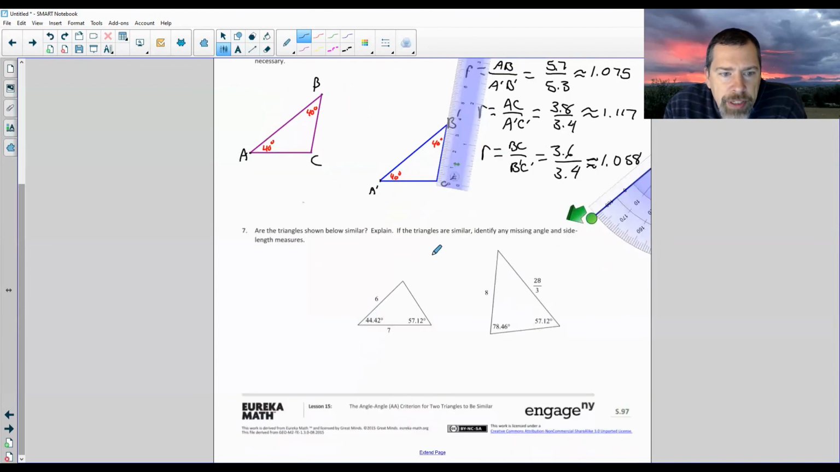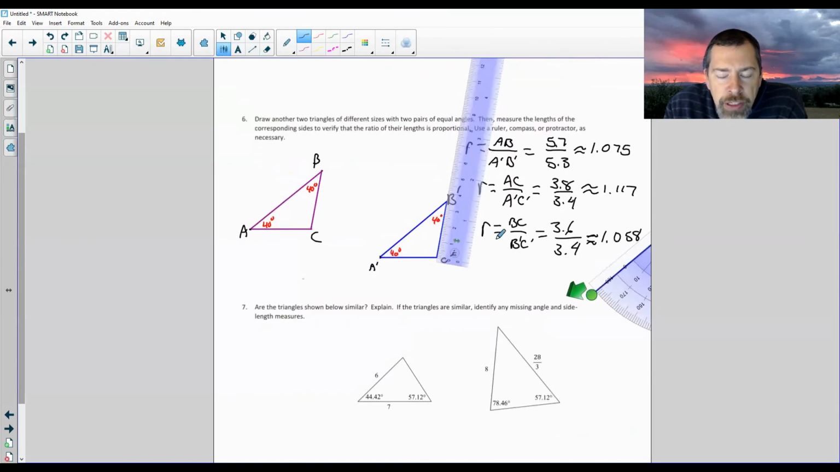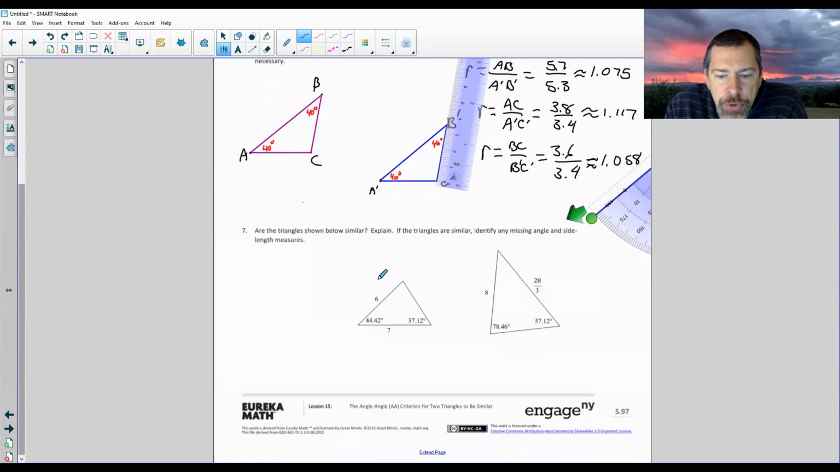All right, so number 7 says, are the triangles shown below similar? Explain. If the triangles are similar, identify any missing angle and side length measures. So we just did the proving of this, and now we're going to apply it. And that's where I really enjoy math, is taking what we know about the theorems and applying them to real situations. All right, so the first thing I need to do is determine what angles correspond with what angles. I will label that up.